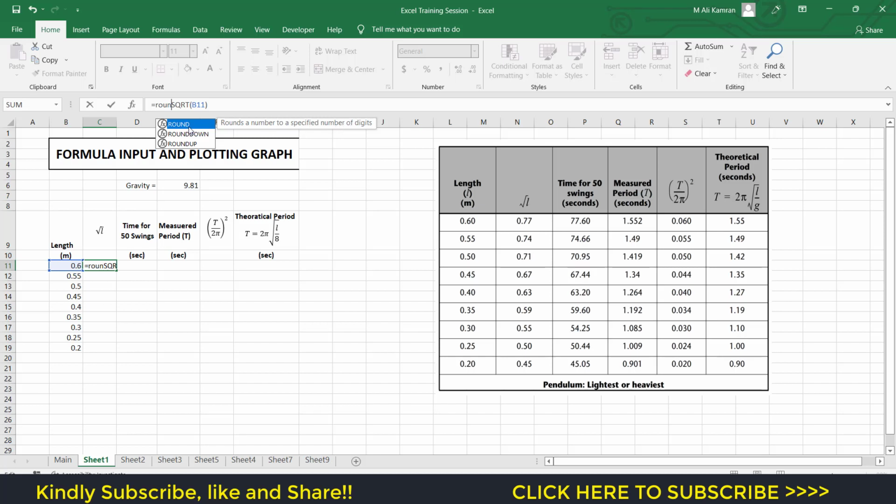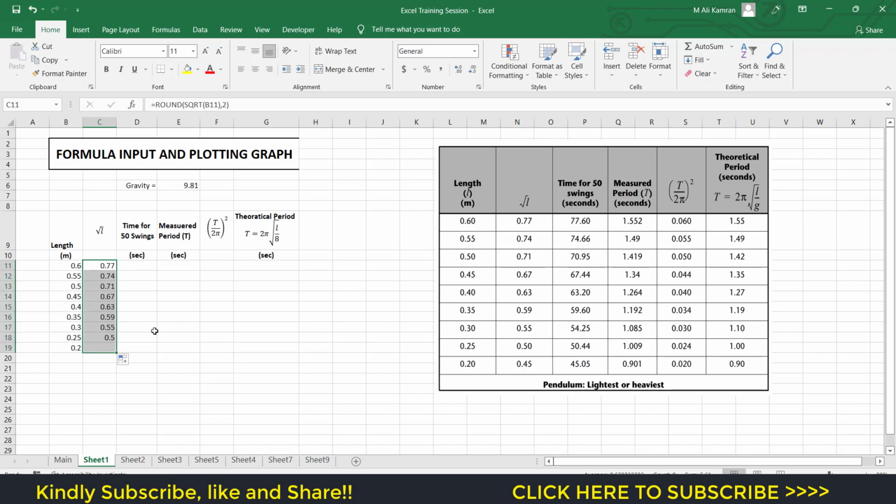So if I press the tab button, the formula says ROUND, then number. So our number is the square root of this, and then comma and number of digits. The number of digits is 2 after the decimal place. So now we have 0.77. Now we want to apply this formula to all those values, so we need to drag this formula, or otherwise double click here, right? So we will have all those values, that is 0.74, 0.71, 0.67. So this is how we can find the square root value of all these length values, right?